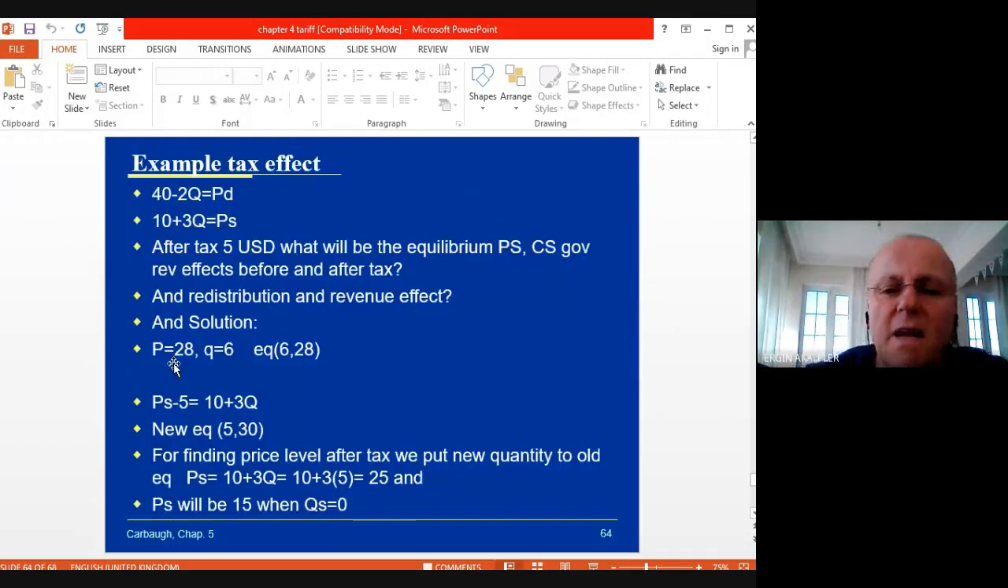And then we have another example here, where we have 40 minus 2Q is equal to PD, and 10 plus 3Q is equal to PS.